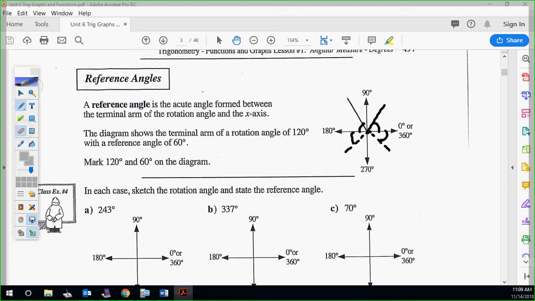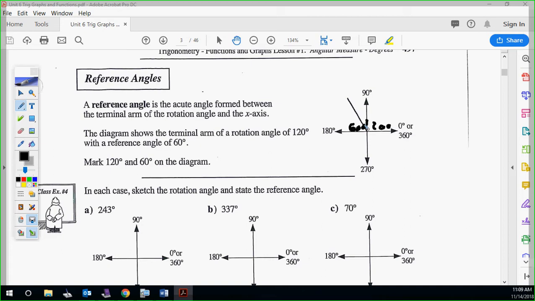Okay, so a reference angle is the acute angle formed between the terminal arm and the x-axis. The diagram shows the terminal arm of 120. The reference angle is 60. So they're saying this angle, the rotation, is 120. So if we want this angle, we know these two have to add up to what? 180. So this is the 60. That's where they got 60 from. So that's again knowing that mental math there. So 120 is the given value. To get all the way to the x-axis, it's going to be 60.